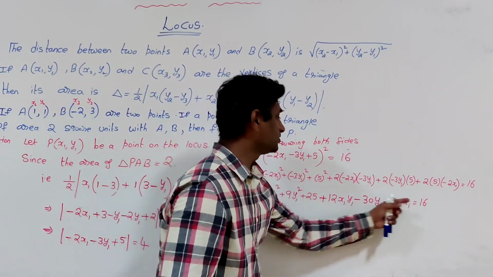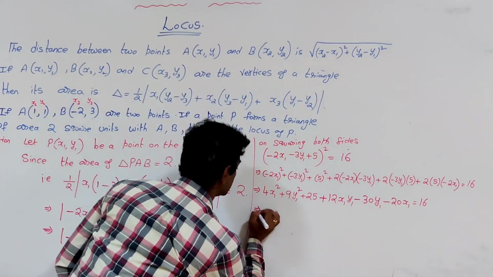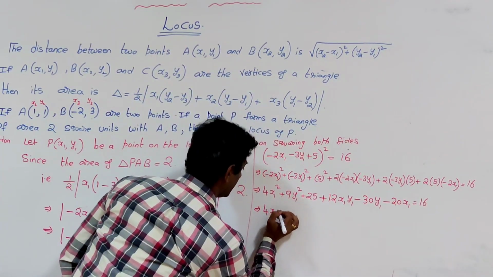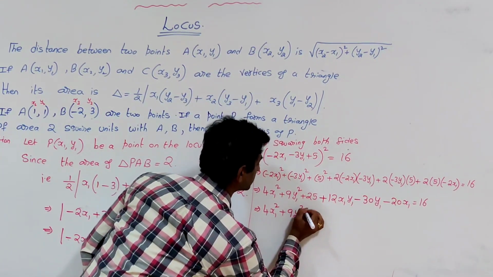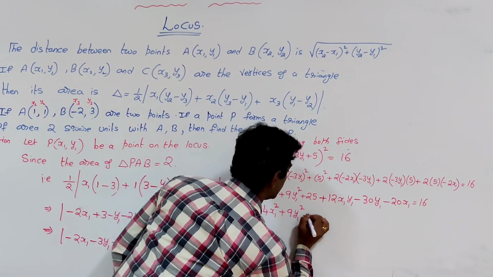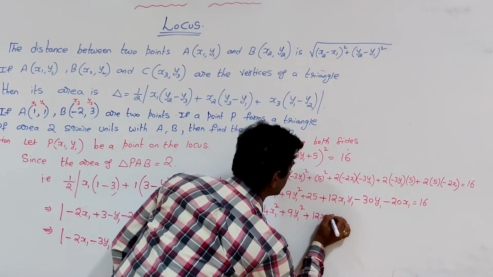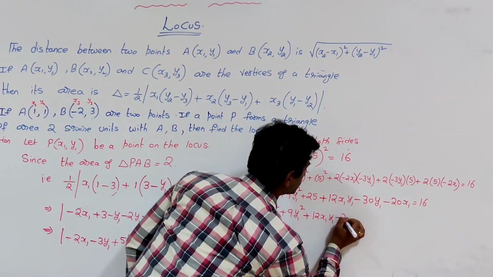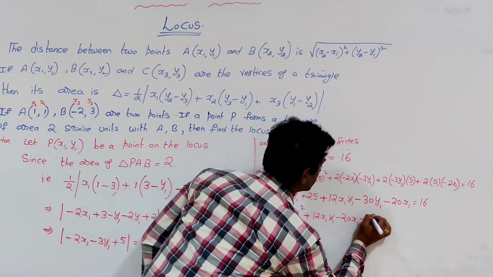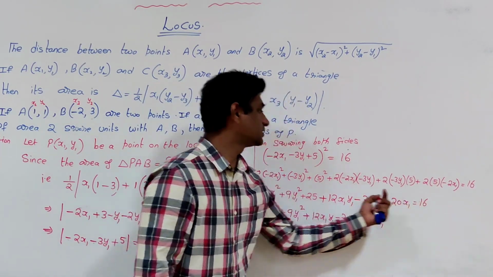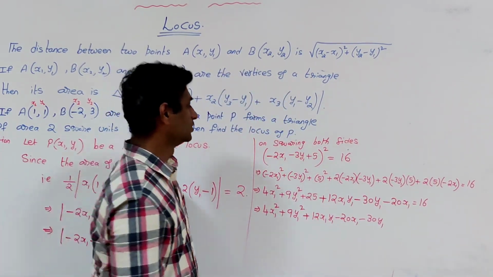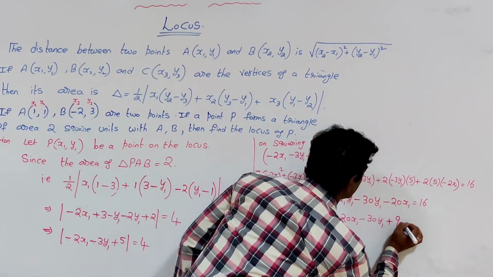So bring this 16 to the left side. What happens? 4x1 square plus 9y1 square plus 12x1y1 minus 20x1 minus 30y1 plus 25, and if you bring this 16 to the left side, it will be minus 16. So it will be plus 9 is equal to 0.